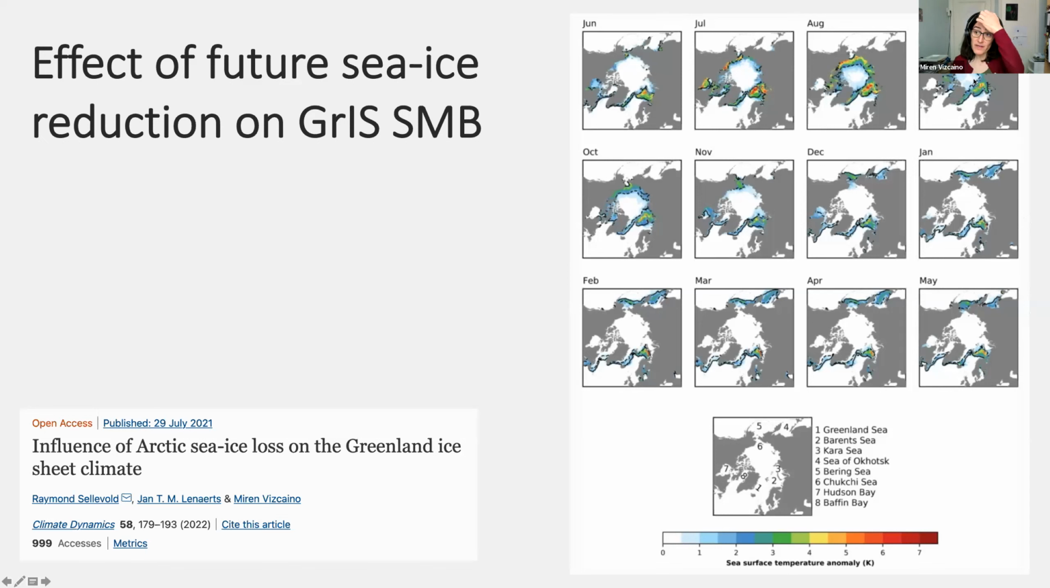Here you have, for instance, in September, this would be present day, and this is the reduction that is applied. So this is the sea ice margin. But the background climate is the same, it's present day, so that we don't mix greenhouse gas signals with the sea ice reduction. So it's sea ice for our present day climate.